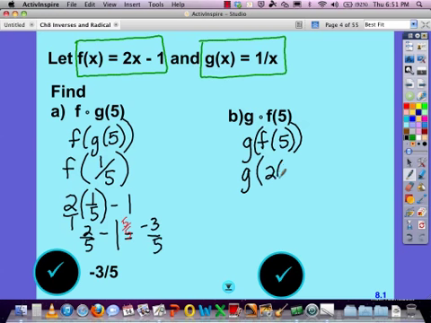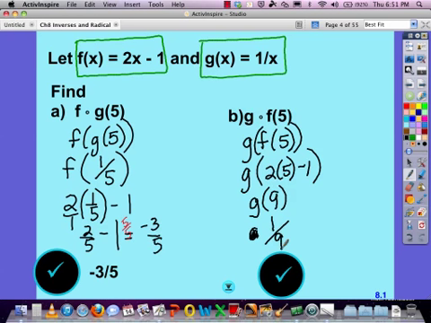So 2 times 5, subtract 1. 2 times 5 is 10. 10 take away 1 leaves us with a 9. So we have G of 9. G of 9 means put 9, your result, into the G rule. And our G rule was nothing more than 1 divided by your number. Well, our number is 9, so we'd end up with 1/9.